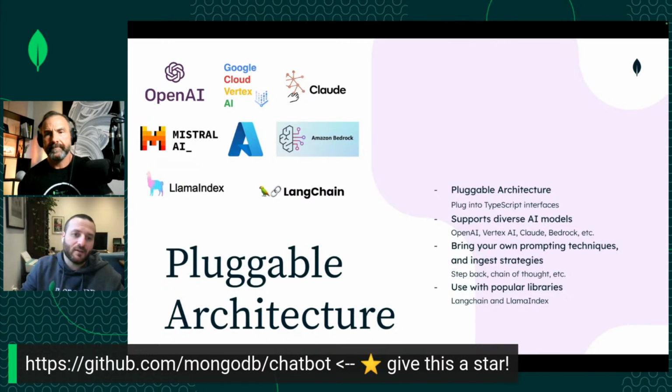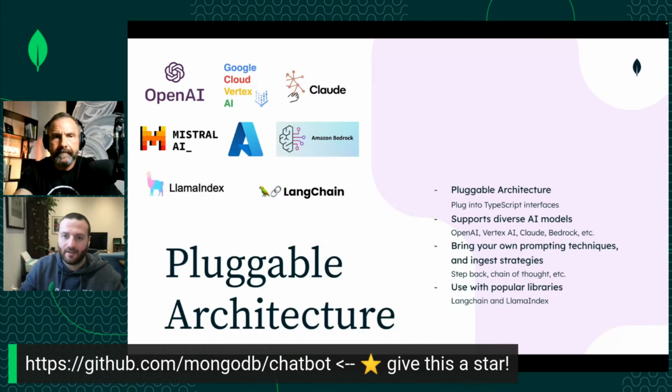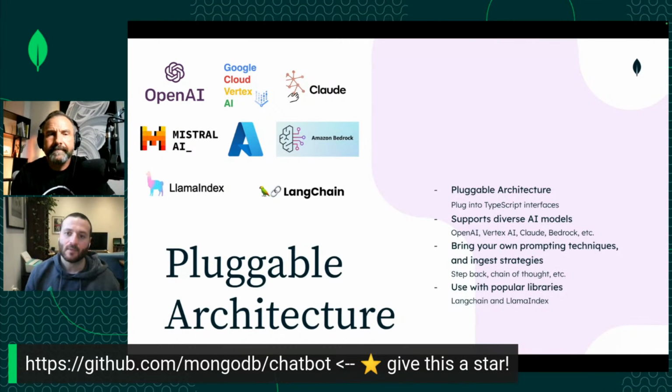We've built the framework to be incredibly pluggable. Basically, it's some TypeScript interfaces that you can plug into with glue code between them to handle things like routing of chat requests, streaming back to the client, data ingestion. And this allows us to support a very diverse array of AI models with not too much friction.